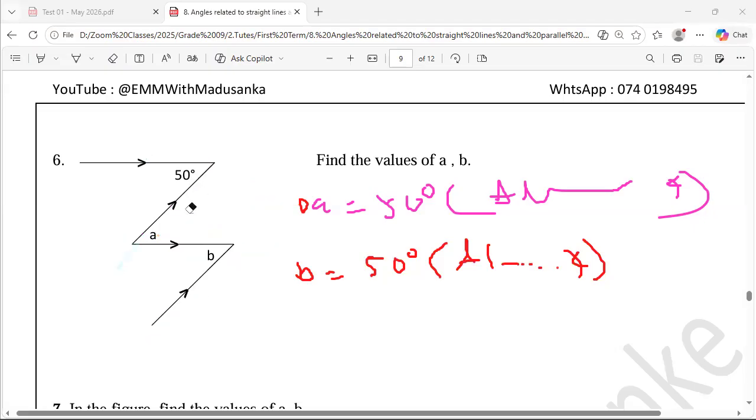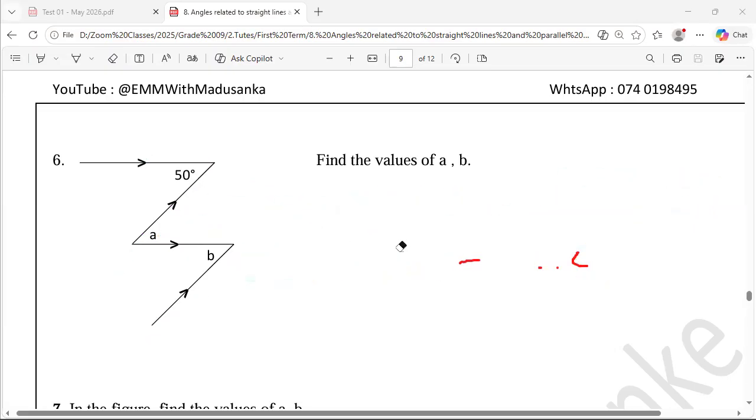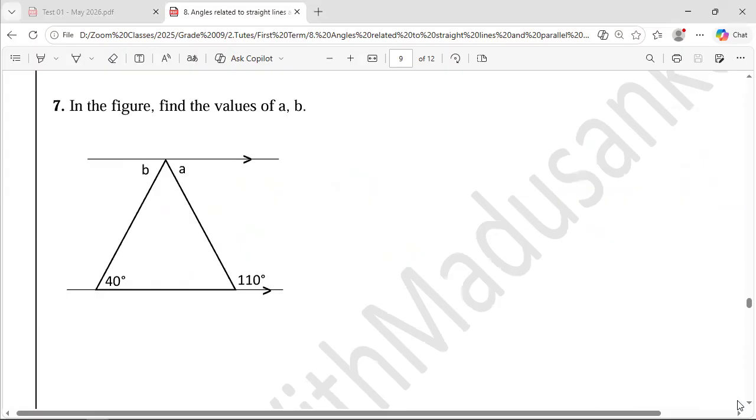Do this. Find in the figure the values of A and B. Find the values of A and B. I want to see who finishes first. Please do it fast.